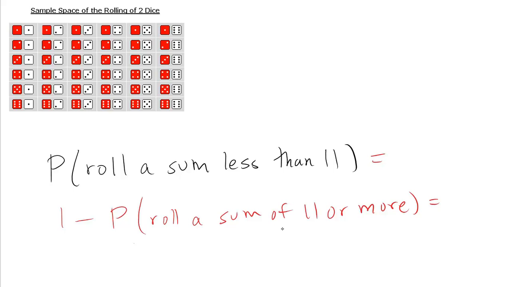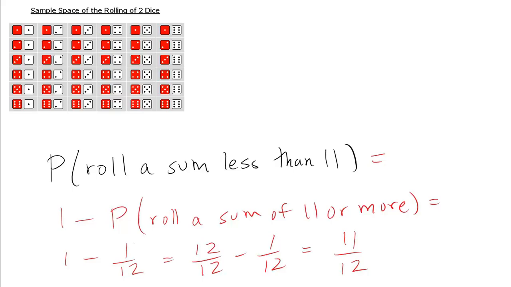We know that the probability of rolling a sum of 11 or more is 1/12, so this is 1 minus 1/12. And to subtract those, we need a common denominator. 1 is 12 over 12. And then 12 minus 1 is 11, so this is 11/12.